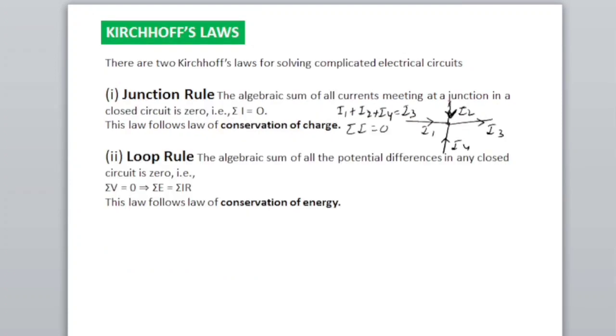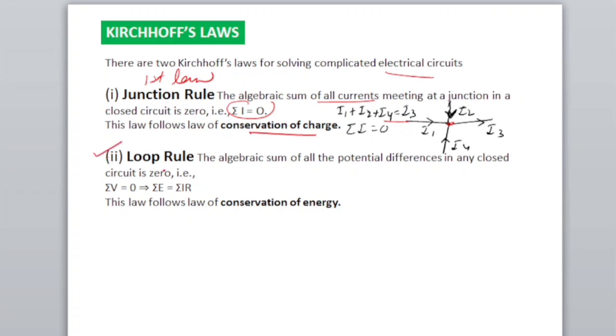Next, Kirchhoff's laws. There are two: Kirchhoff's first law and Kirchhoff's second law. To solve complicated circuits, these laws are used. Kirchhoff's first law is also called the junction rule. The algebraic sum of all currents meeting at a particular junction in a closed circuit is always 0. It means total incoming current is equal to total outgoing current, and this follows the law of conservation of charge.